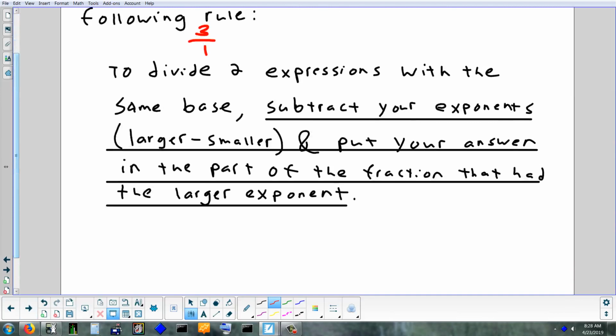So that's the shortcut we're going to use. We're not going to write it out anymore. Especially if you had like x to the 20th power. You don't want to sit there and write x 20 times, right? It's going to take too long. So we're going to use that shortcut to subtract exponents. Not a hard rule, but it's another rule you got to remember.